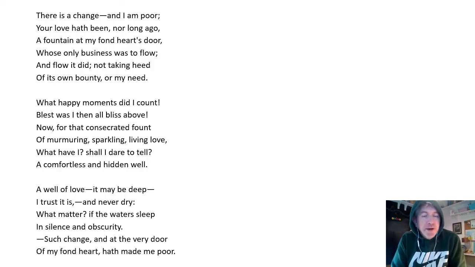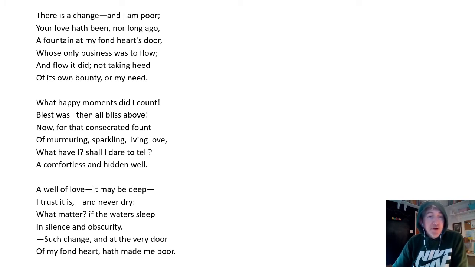So here's a poem, A Complaint by William Wordsworth. There is a change, and I am poor. Your love hath been not long ago a fountain at my fond heart's door, whose only business was to flow, and flow it did, not taking heed of its own bounty or my need. What happy moments did I count! Blessed was I then, all bliss above.